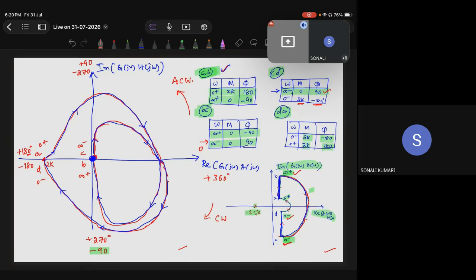Infinity minus. When omega is equal to infinity minus, what is the magnitude? Zero. What is the angle? 90. That is the starting point. Magnitude is 0 means here.